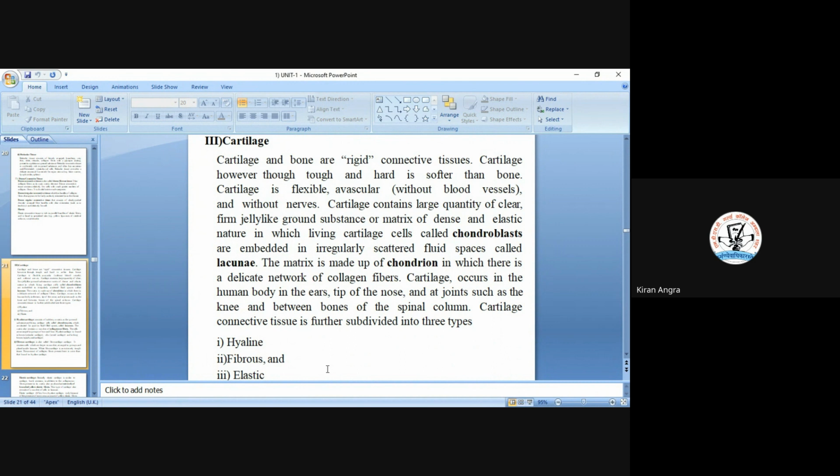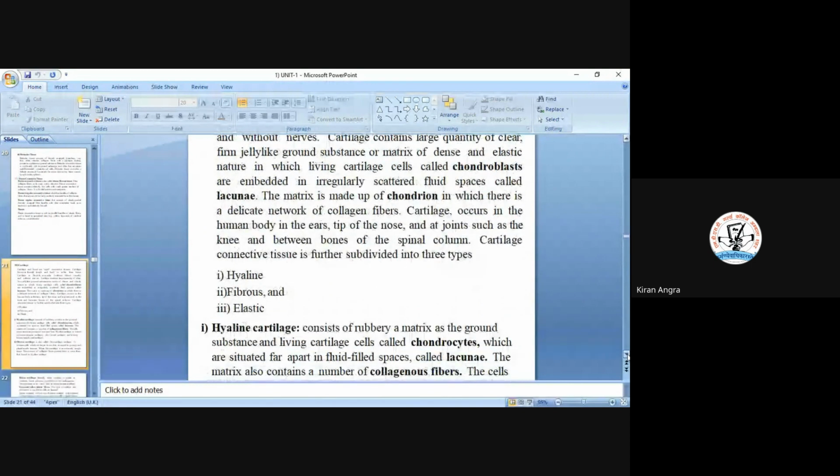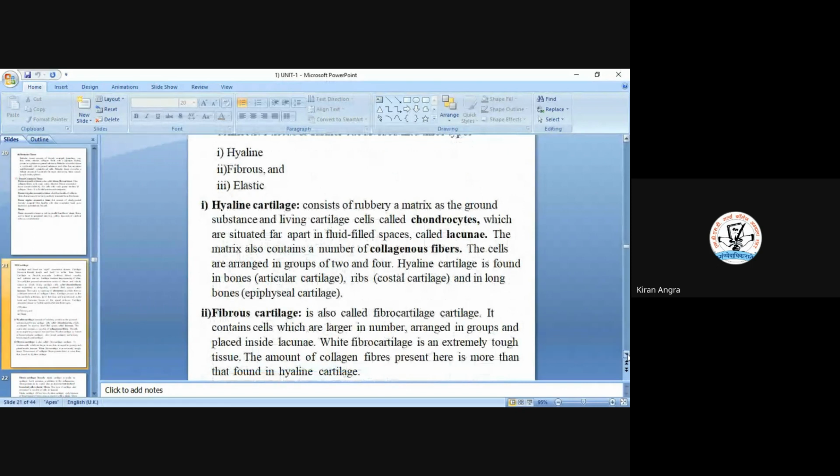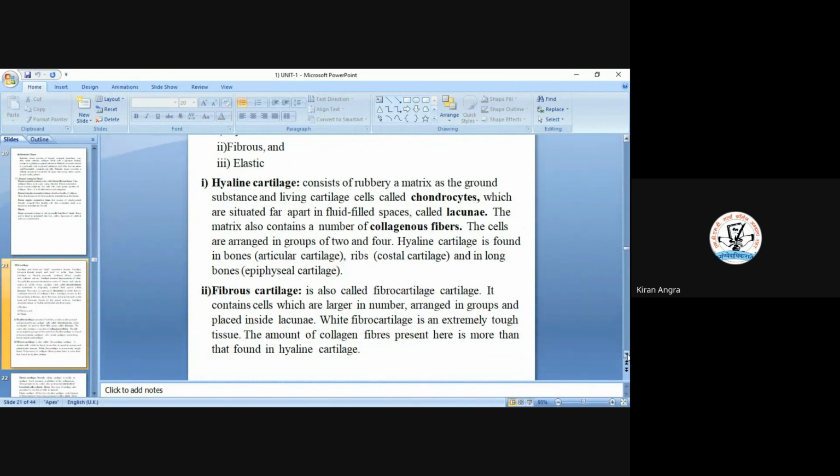Hyaline cartilage consists of a rubbery matrix as the ground substance and living cartilage cells called chondrocytes, which are situated far apart in fluid-filled spaces called lacuna. The matrix contains a number of collagen fibers. Hyaline cartilage is basically found in the bones, ribs, long bones.